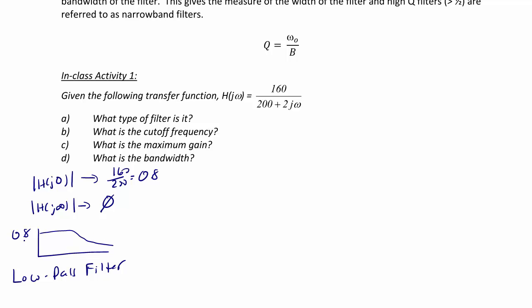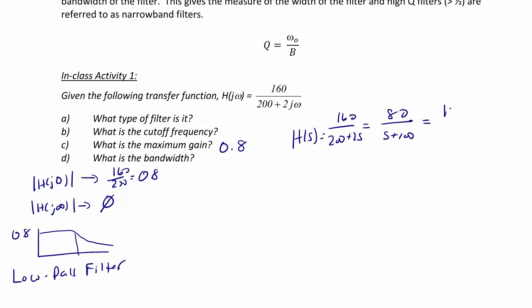And we know that the maximum value is 0.8, so the maximum gain is 0.8. The bandwidth is found by finding the cutoff frequency. The way that we do that is we try to rewrite this in the form so that it looks like one of the equations we had before. So here we would have H(s) is equal to 160 over 200 plus 2s, dividing numerator and denominator by 2, we get 80 over s plus 100.